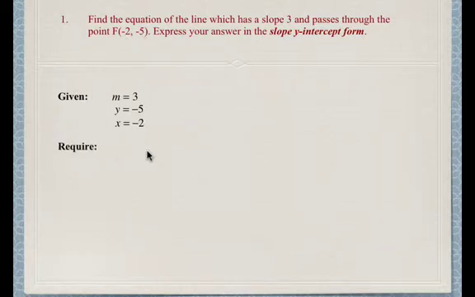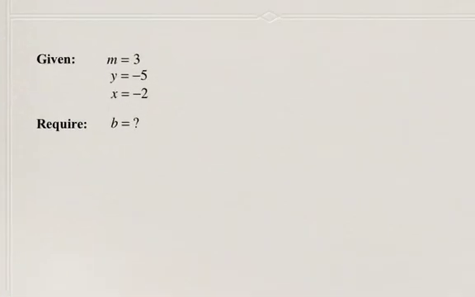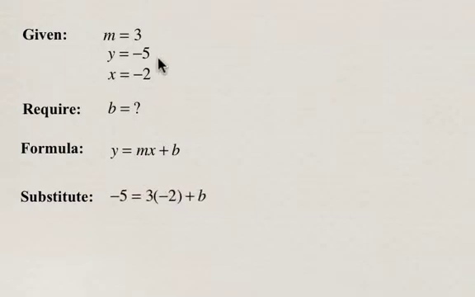The only thing that we need for y equals mx plus b is the y-intercept, or b. So we're going to use the formula y equals mx plus b, our slope y-intercept form once again, and we're just going to substitute the values that we're given into this equation. We sub in for y, -5, for m, 3, and for x, -2. So these are where the numbers are coming from. And of course, we don't know what b is. That's what we're trying to find out.